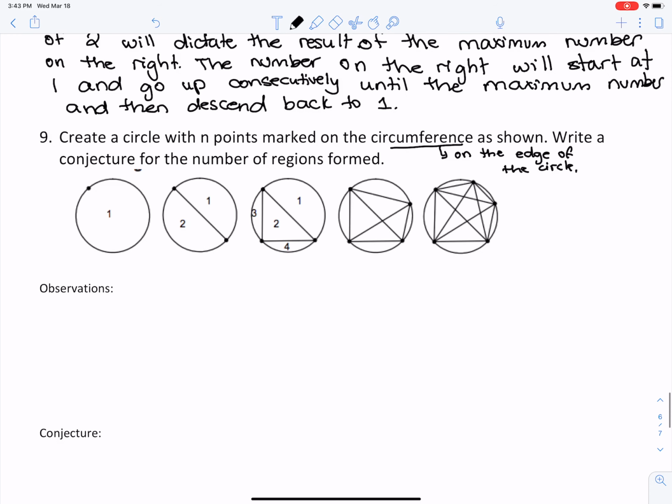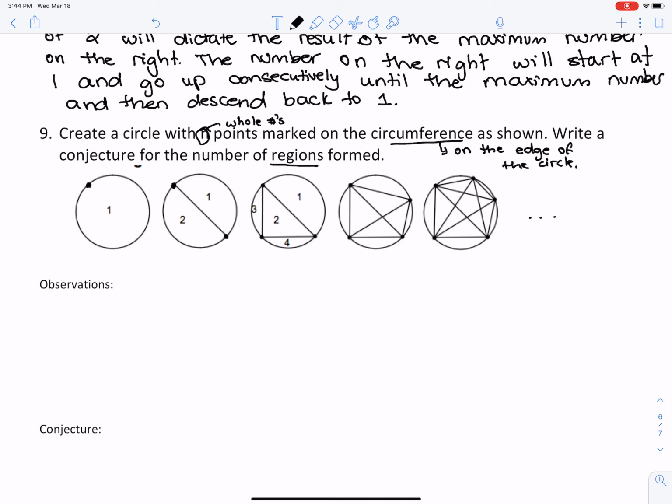When we look at example 9, we created a circle. It has n points, so n can be any number. Right now we're referring to kind of 1, 2, 3, so kind of like our whole numbers. So on the first circle, I have 1 point on the circumference or the edge of the circle. In the second example, I have 2 points on the edge of the circle or the circumference, 3, 4, and 5, and so on. This would continue on. Now we want to write a conjecture for the number of sections or regions formed by creating these points on the circumference of the circle.